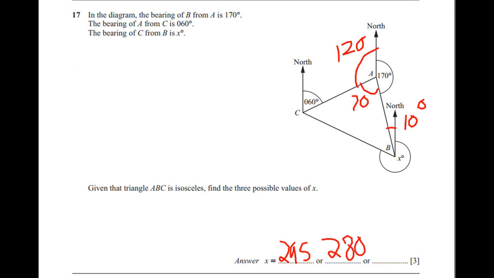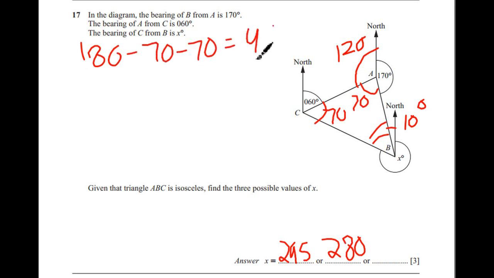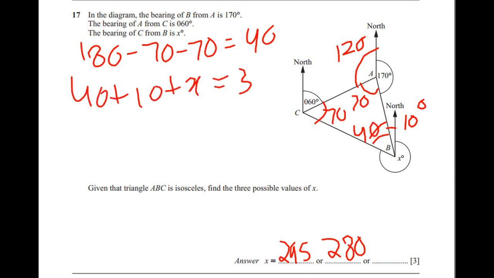Now the third case is when this length is equal to this length. For that, the angle 70 and this angle 70 will be the same. So I need this angle first. This will be 180 minus 70 which will give us 40. So if this angle is 40, then 40 plus 10 plus x is equal to 360, and the final answer for x is 310.